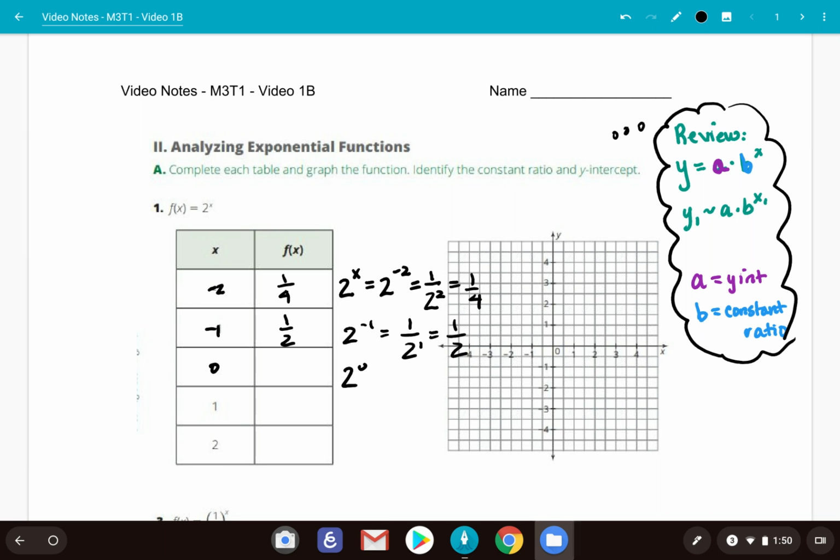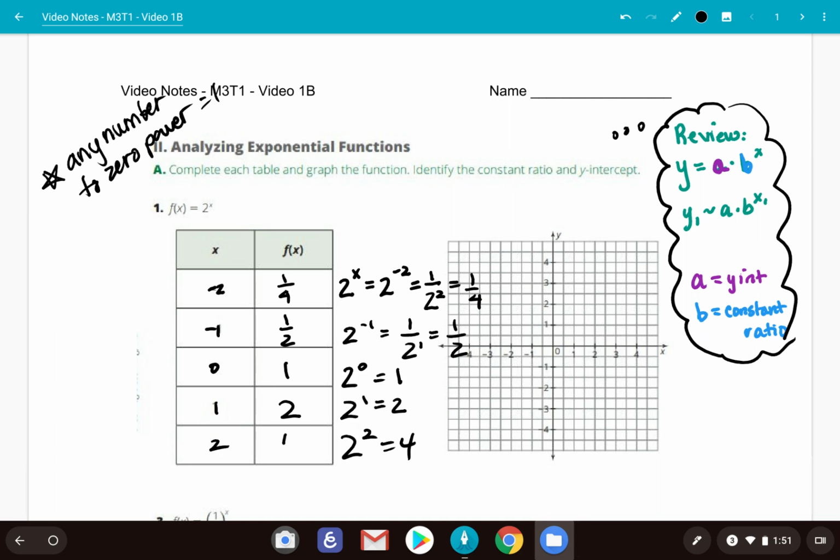Substituting in a 0 for x, 2 to the 0 power is just 1. Remember, any number to the 0 power is 1. And then if I substitute in a 1 here, 2 to the first power is just 2. 2 to the second power would be 4.